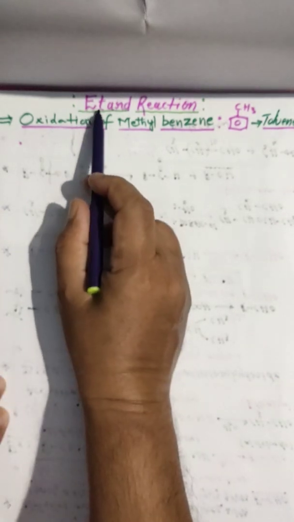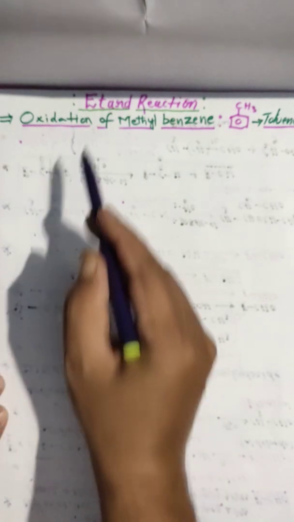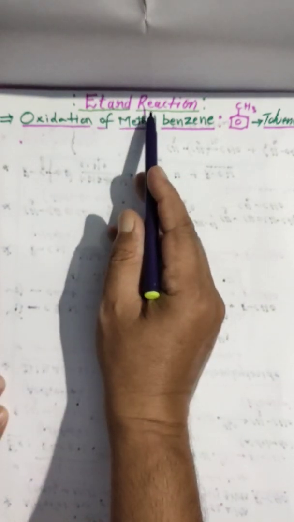Hi students, today we are going to discuss a very important named reaction, that is the Étard reaction. Previously we discussed Rosenmund reduction reaction and Stephen reduction reaction. Now the Étard reaction is an oxidation reaction.